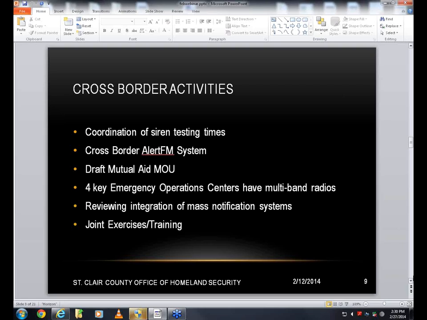They think that the only need to go back and forth is large-scale events. The Canadians have implemented a mass notification system. We're looking at piggybacking and doing the same system here. We're dealing with 2 different sales reps, and our discussion is, okay, you've got programs in 2 countries, how do we integrate them into one system? And we've done joint exercises and training, so there's a good working relationship.